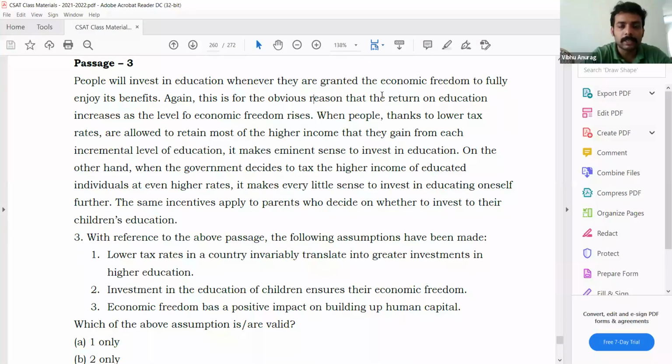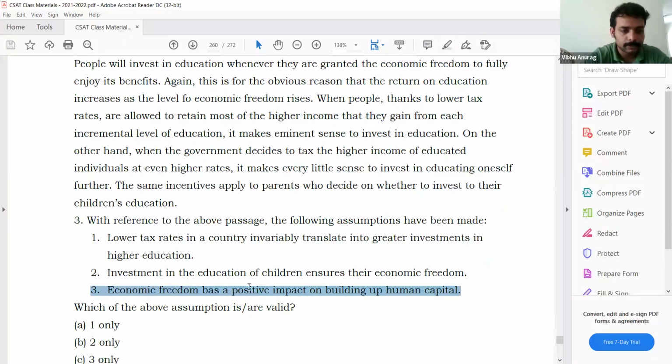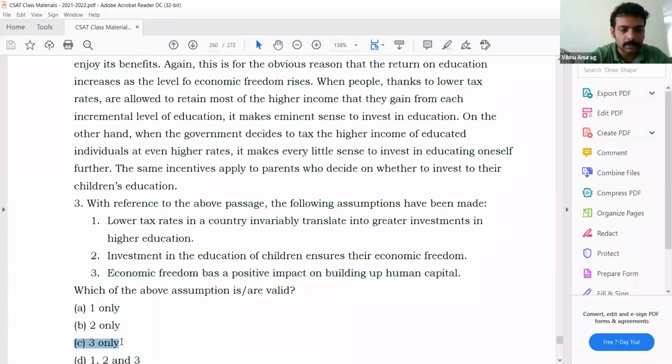In the author's mind, when the tax rates are lower, people tend to invest more in education. So the author believes that economic freedom has a positive impact. Got it? We are not trying to conclude anything. We are trying to identify the author's assumptions. I hope that's clear. So the answer is C.